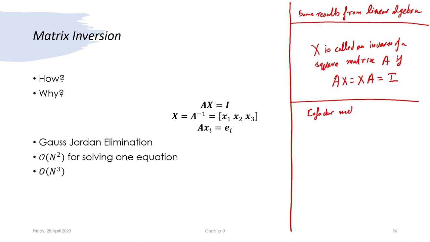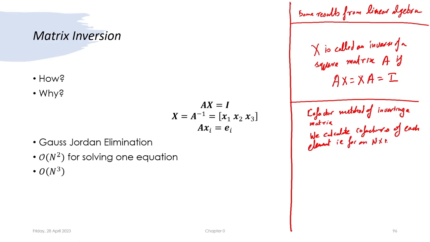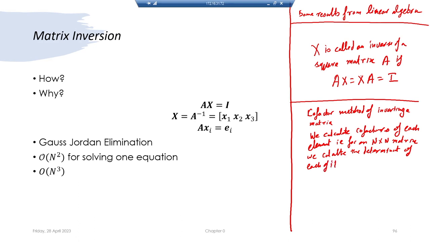Now, in high school we have done the cofactor method of inverting a matrix. In the cofactor method of inverting a matrix, what we do is we calculate cofactors of each element. That is, for an n times n matrix, calculate the determinant of each of its n minus 1 by n minus 1 submatrices.